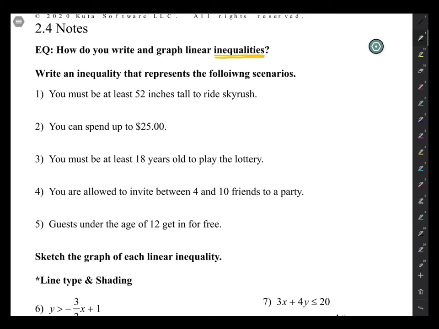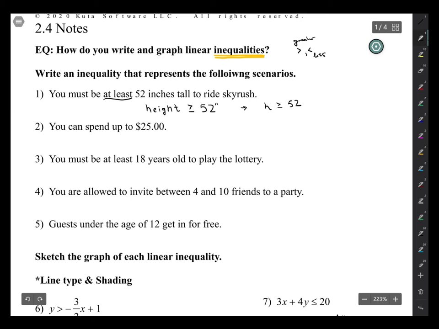So remember, if you see something like "at least," what we would be looking at here is that your height, if you are about to ride Skyrush, must be greater than or equal to 52 inches. So you might say something like h must be greater than or equal to 52. So inequalities, remember, what are inequalities? Those are things like less than, greater than, well, actually, this is greater, and this is less, and then greater than or equal to, and less than or equal to.